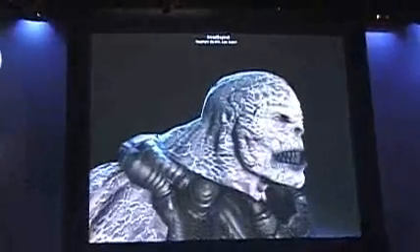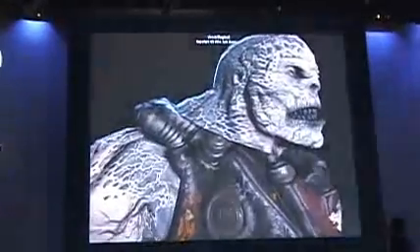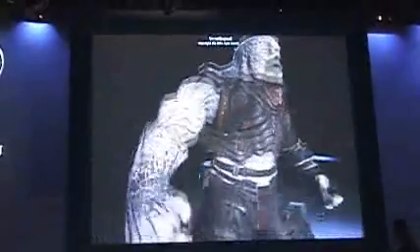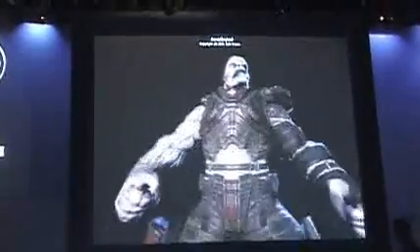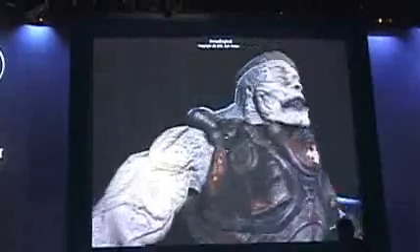Now this character, for example, if you look up closely at him, you see the detail that's coming from normal mapping, bump mapping, and self-shadowing. This character has more data in terms of geometry and texture maps than an entire level in our original Unreal game.